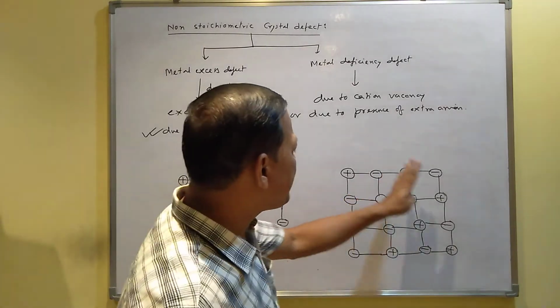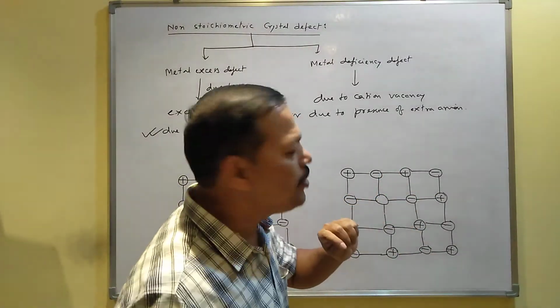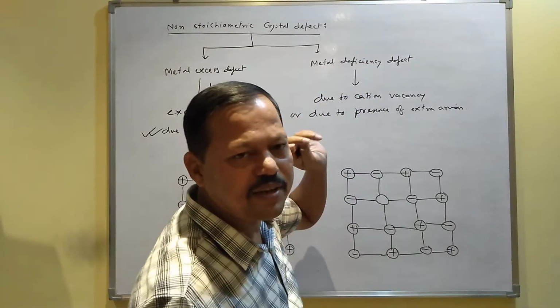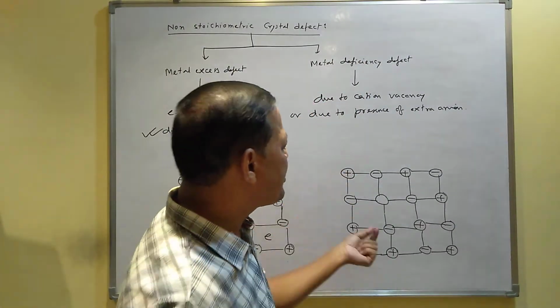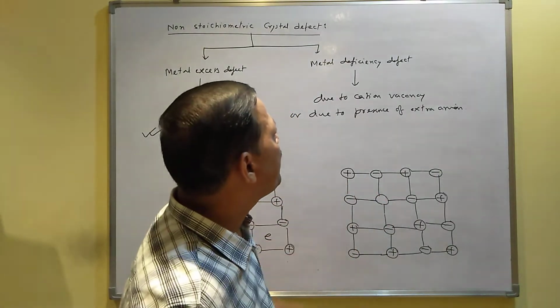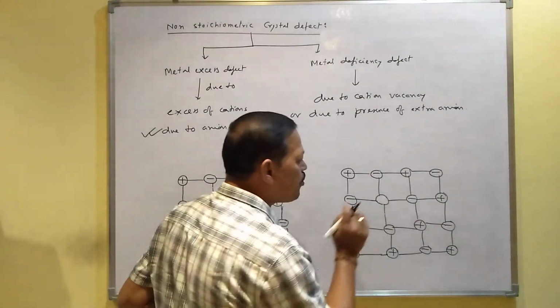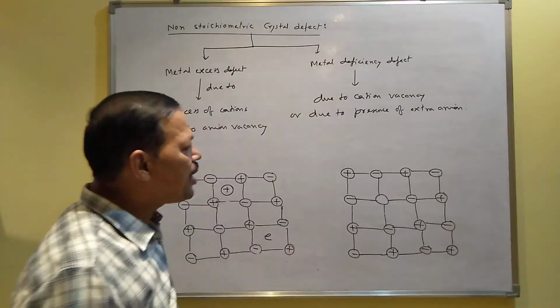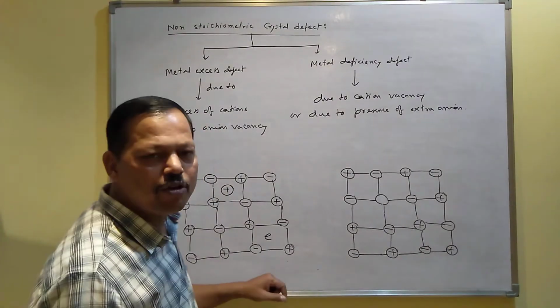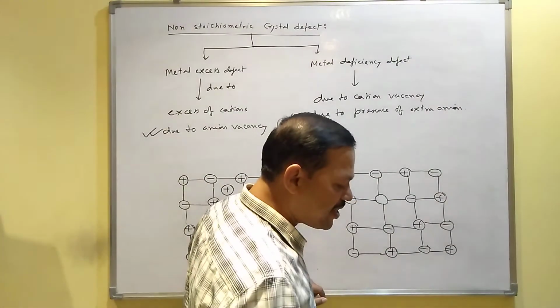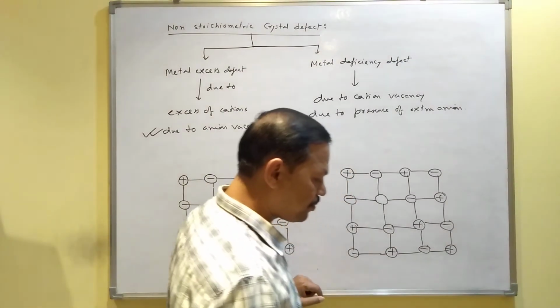I mean, number of cation will be less, number of anion will be more, and that is why this type of defect is called metal deficiency defect. Cation means the metal, and since the cation number is less, it shows metal deficiency. When the metal is released from this position, then the number of cation is less, number of anion will be more. Then how will it maintain the electrical neutrality?